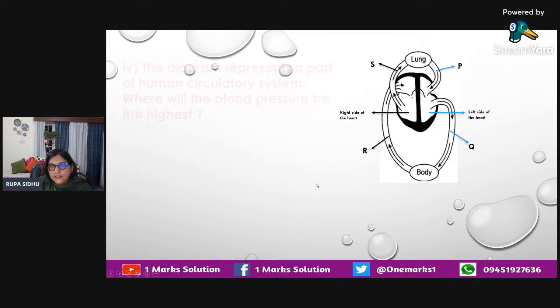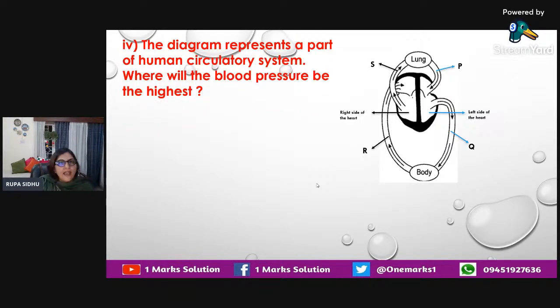So let's see the question. The diagram represents a part of the human circulatory system. Where will the blood pressure be the highest? See here, the blood is coming to the right auricle from the body parts. Here the pressure is very low. And then it goes to the right ventricle. From the right ventricle, it is going to the lungs. Here also, the blood pressure will be low.